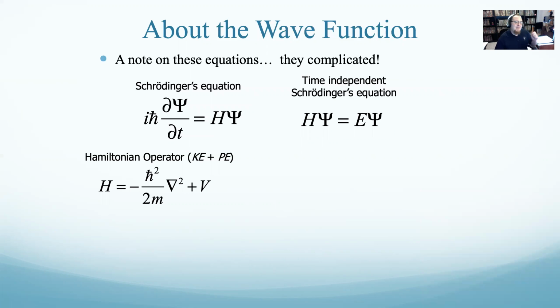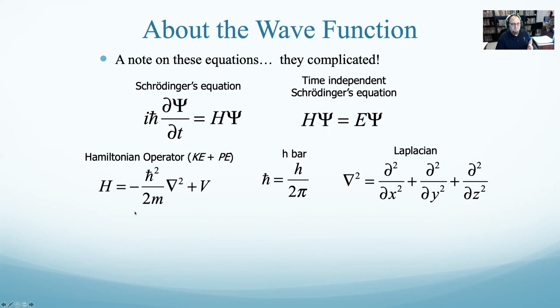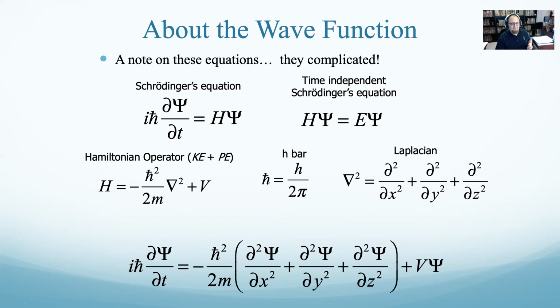But H has a mathematical formula, like I just wrote right there. Well, ħ is h over 2 pi. And that upside down triangle squared is called the Laplacian. And so really this equation should be this. And this is still a simplified version. It's nuts.